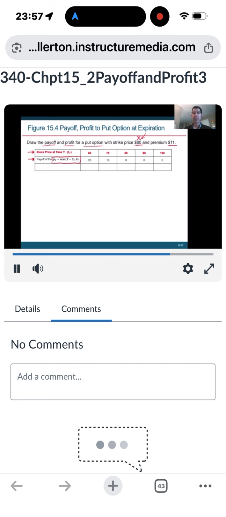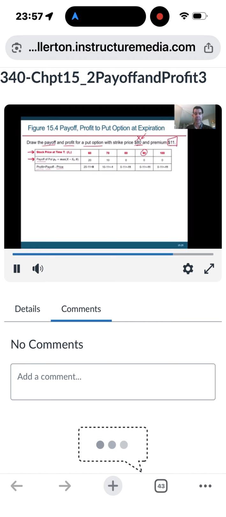So that would be step number 1. And then step number 2 would be to calculate the profit or loss. And the profit or loss is just the payoff minus the price that you paid. What is the price that we paid? That's $11. So I'm going to take all the payoff values and I'm just going to subtract off $11. And then down here, here's my profit or loss. So if the stock goes down to 60, my profit is $9. If the stock, for example, goes up to 90, then I'm going to lose $11. Okay, so I calculate that.